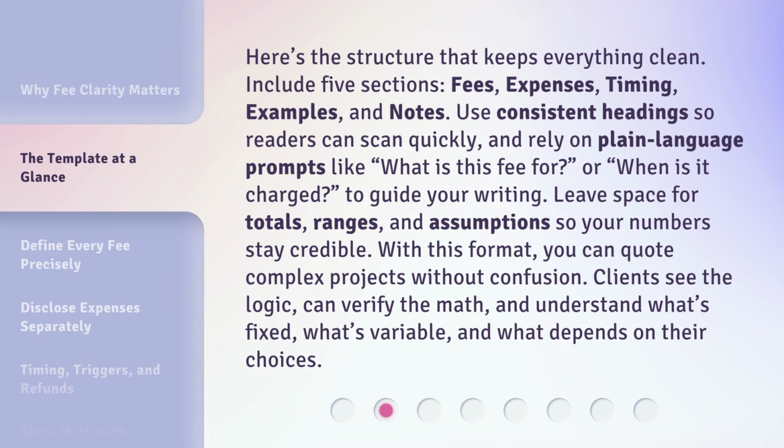Here's the structure that keeps everything clean. Include 5 sections: fees, expenses, timing, examples, and notes. Use consistent headings so readers can scan quickly, and rely on plain language prompts like, "What is this fee for?" or "When is it charged?" to guide your writing. Leave space for totals, ranges, and assumptions so your numbers stay credible.